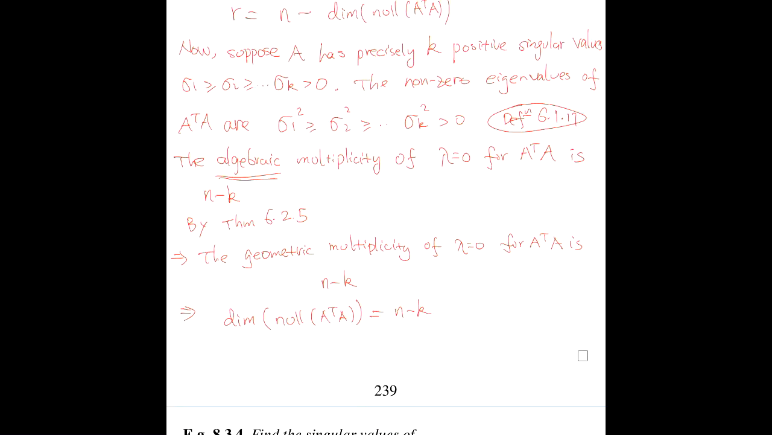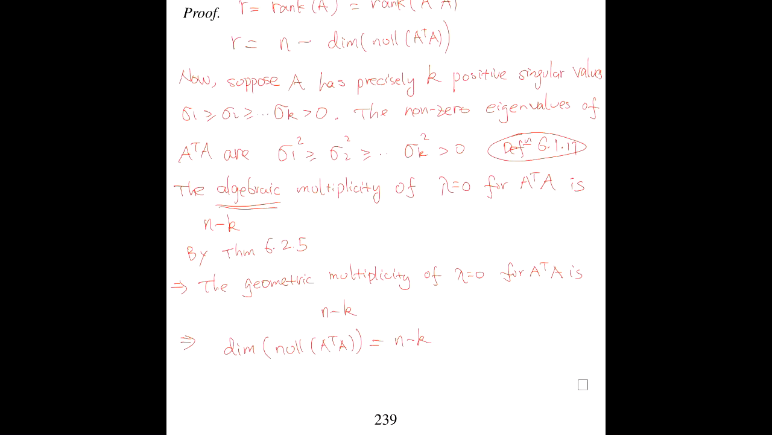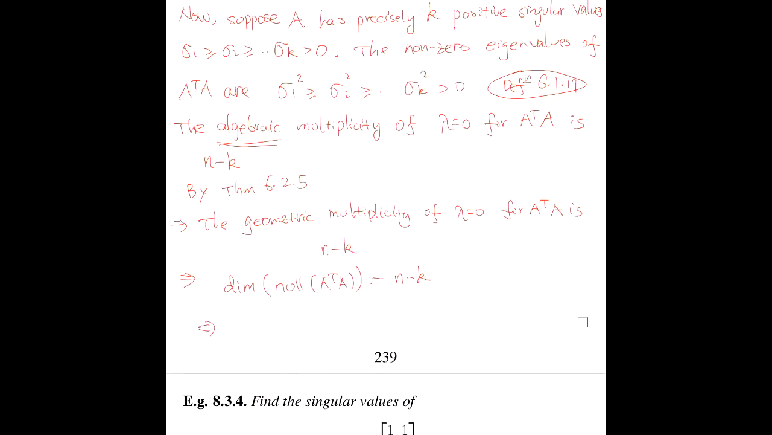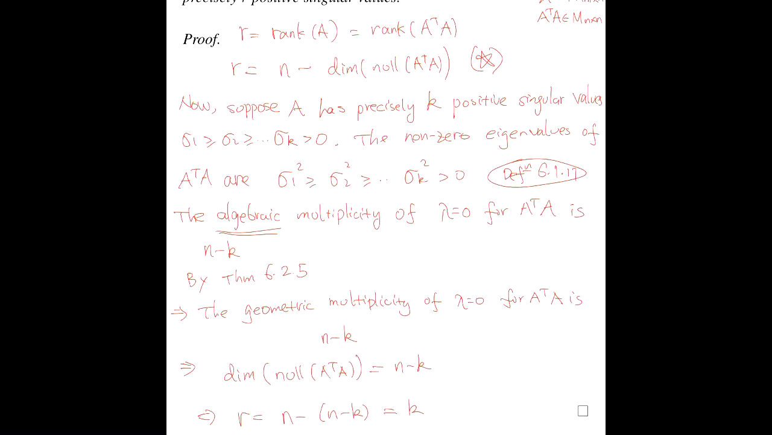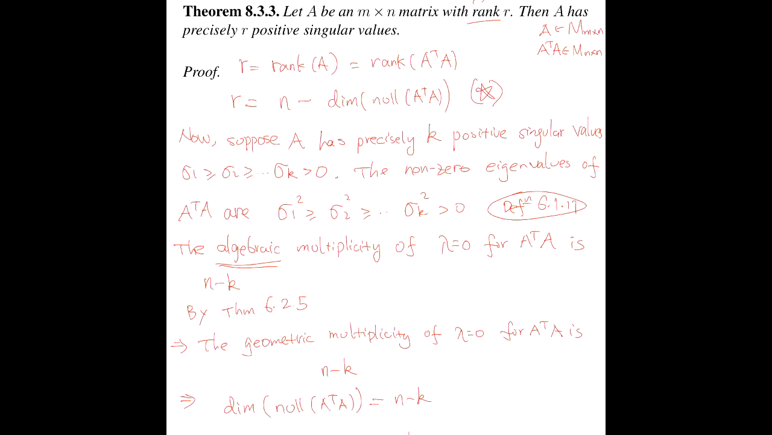Then we can apply this to the first formula here. So now we know what R is. R is n minus (n minus k), which is k. So we know k is just equal to R. So the matrix A, if the rank is R, has precisely R positive singular values.